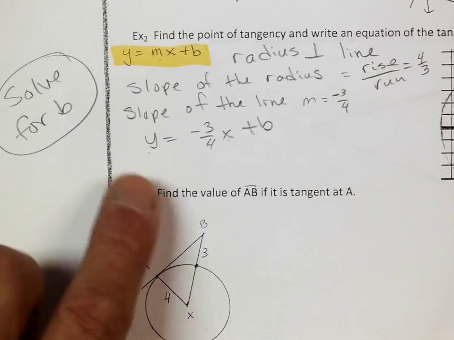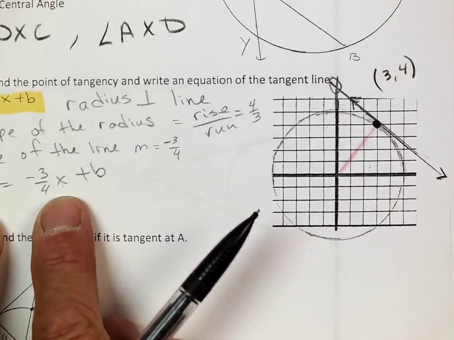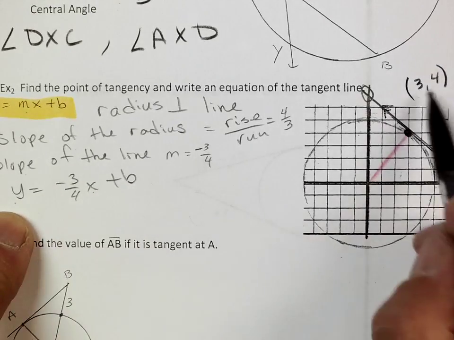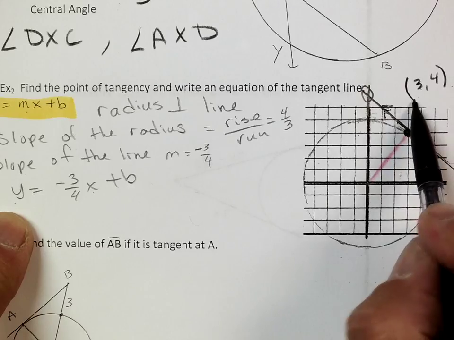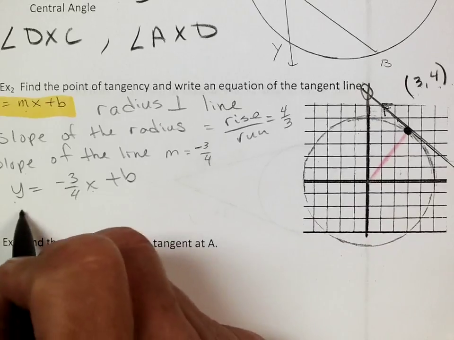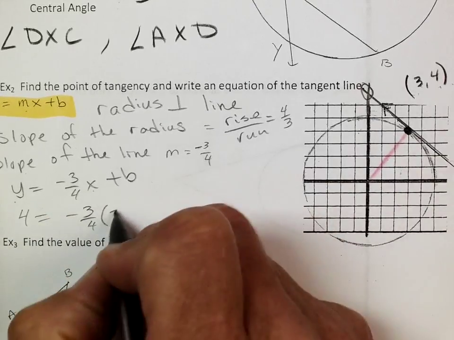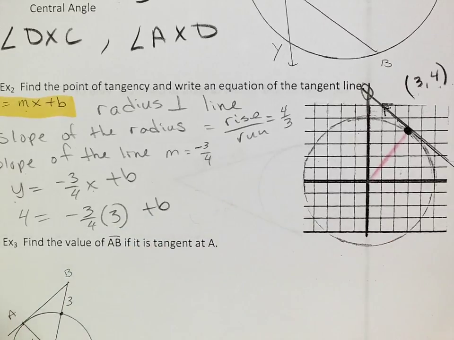So, do I have an x and y value anywhere? Yes, I do. I've got a 3 and a 4, right? 3 is the x, 4 is the y. So let's put the 3 in for the x and 4 in for the y. So 4 equals negative 3/4 times my x, which is 3, plus b. Now I can solve for b, can't I? I might have a fraction, but I can work with fractions.